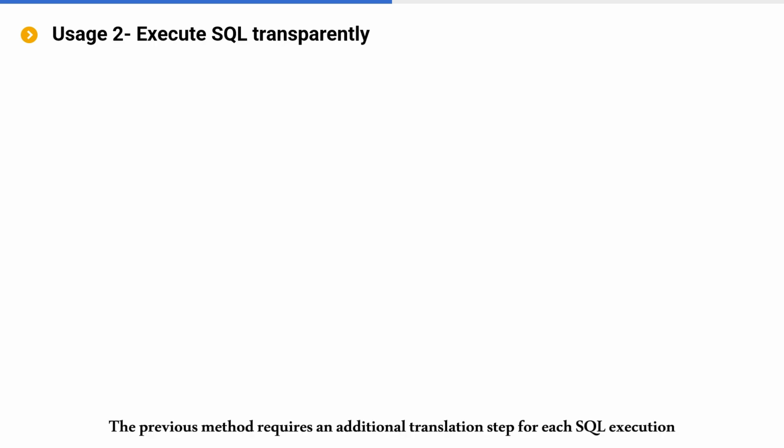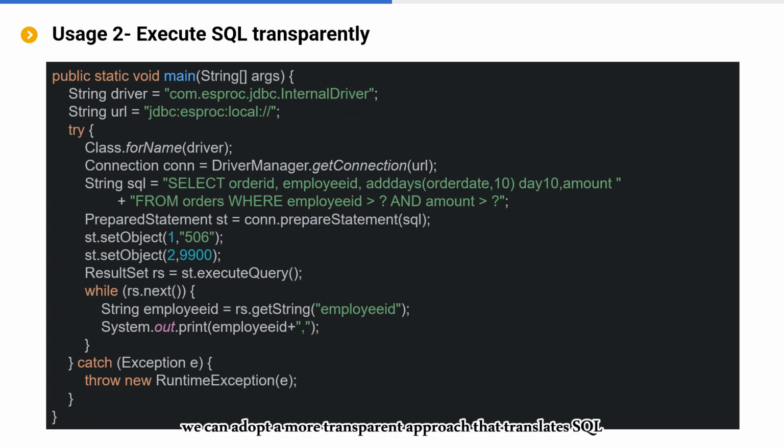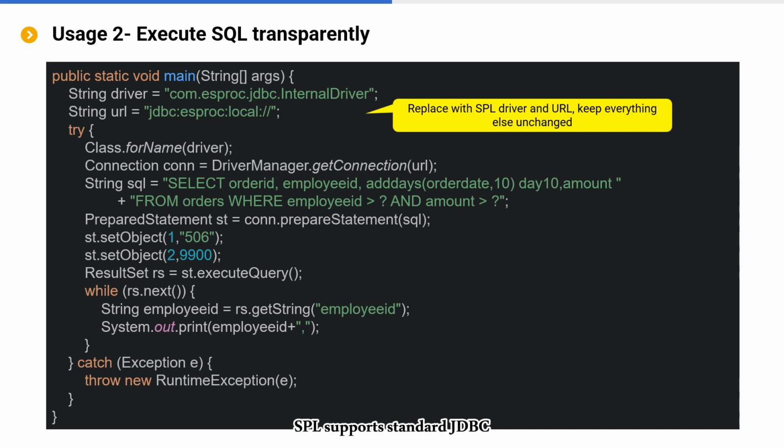The previous method requires an additional translation step for each SQL execution. If there are many SQLs, the changes to the original program can be substantial. Additionally, it utilizes interfaces that are not officially recommended, which may pose a risk of future incompatibility. To overcome these drawbacks, we can adopt a more transparent approach that translates SQL and executes it to obtain the result set directly within SPL. SPL supports standard JDBC. As long as the database driver and URL are switched to SPL's, the rest of the code can remain completely unchanged, eliminating the need for encapsulation methods or explicit translation.